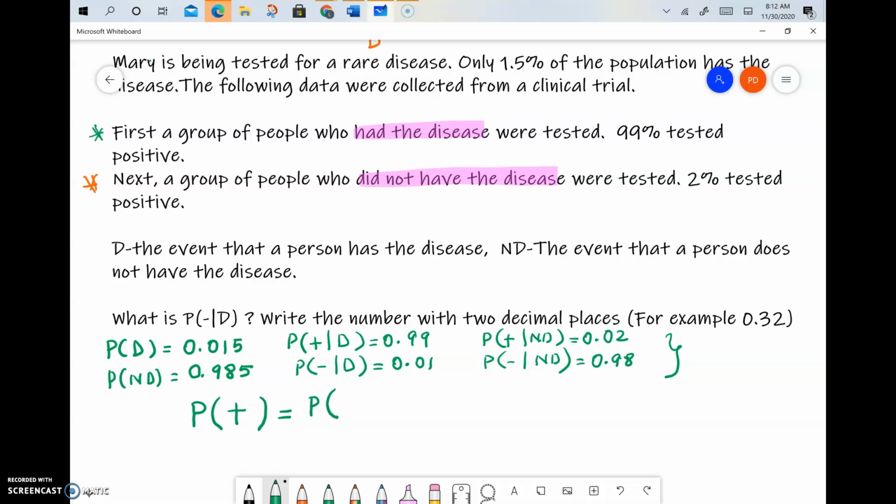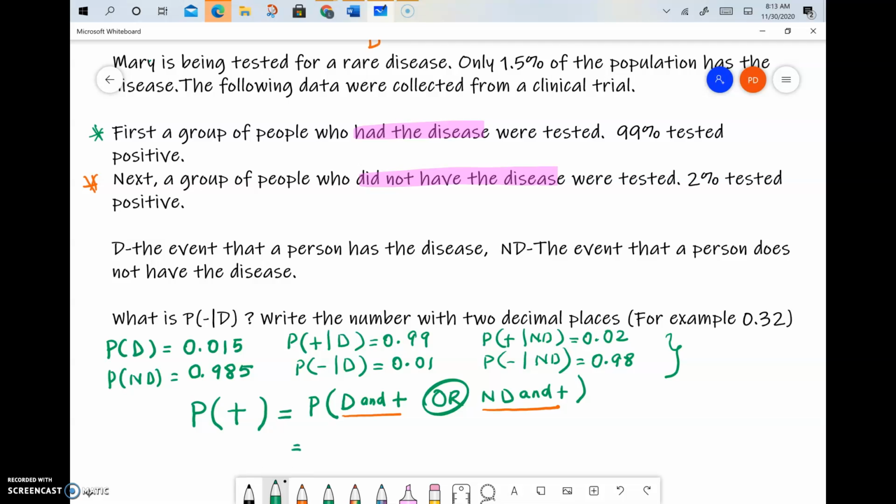It is possible that the person has the disease and tests positive, or it is possible that the person does not have the disease and tests positive. So there are 2 possibilities here. That's why we have the word or separating the 2 possibilities. So probability of disease and positive, no disease and positive. That's 2 ways in which someone can test positive.